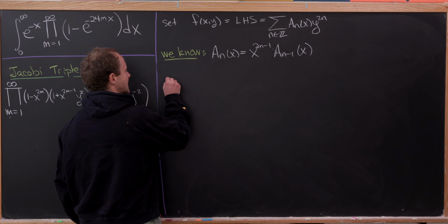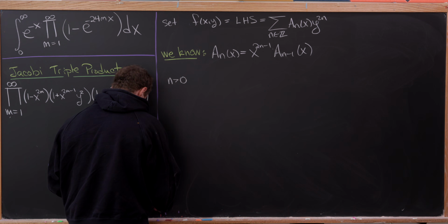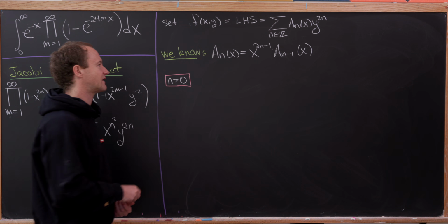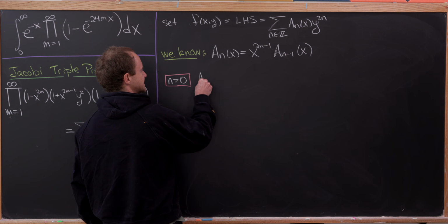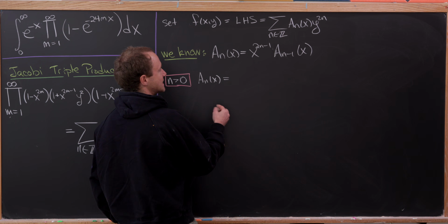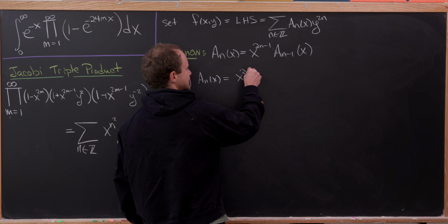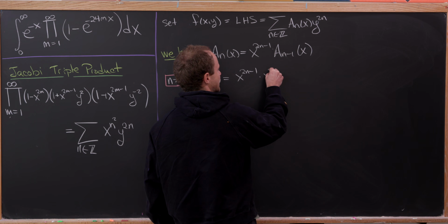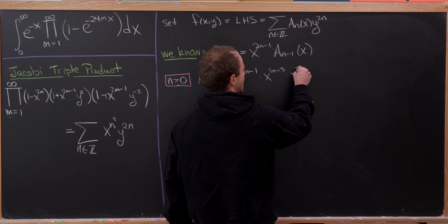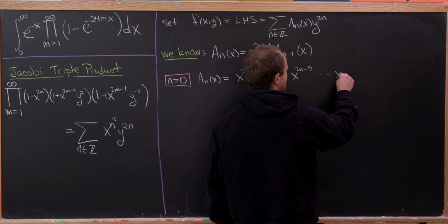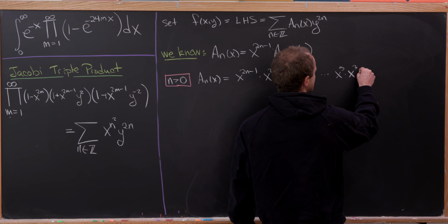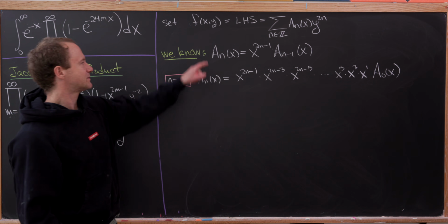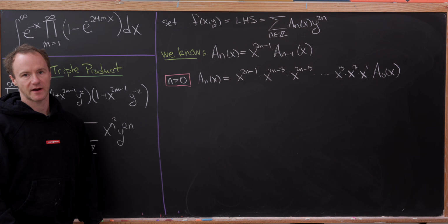So for the moment, I'm going to assume that n is bigger than 0. And then technically you would need to repeat this for the case when n is less than 0, but I'll leave that to you. So if n is bigger than 0, we can take this down one step at a time. So the first step will pick up an x to the 2n minus 1, and then the second step will pick up an x to the 2n minus 3, and then an x to the 2n minus 5, all the way down x to the 5th times x cubed times x to the 1st times a_0 of x. So that's simply repeated applications of what we have right there.